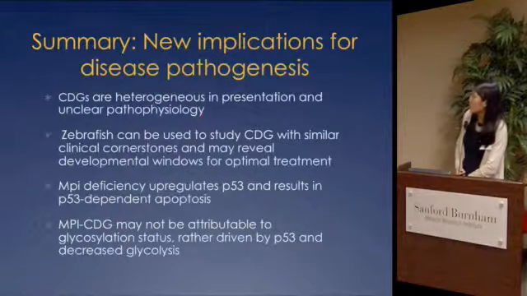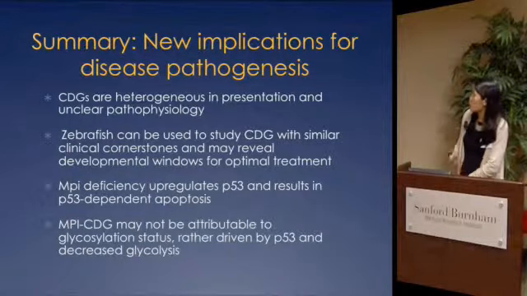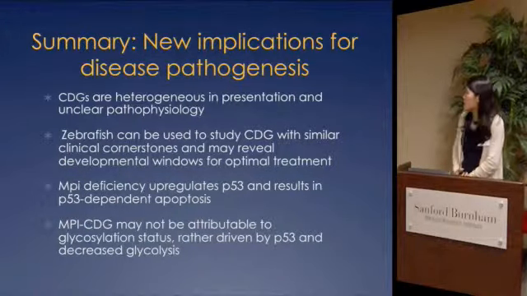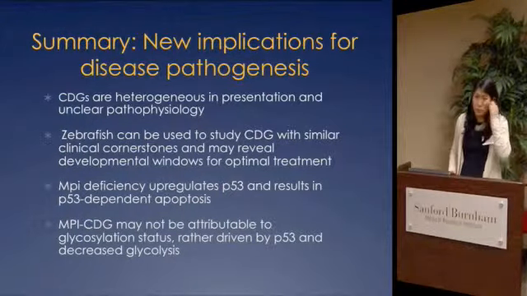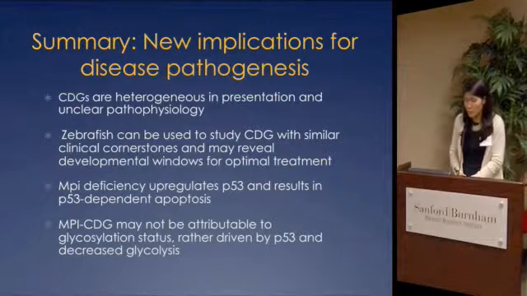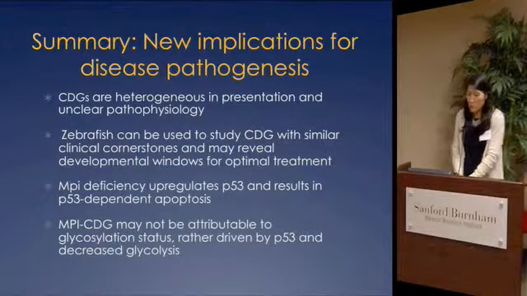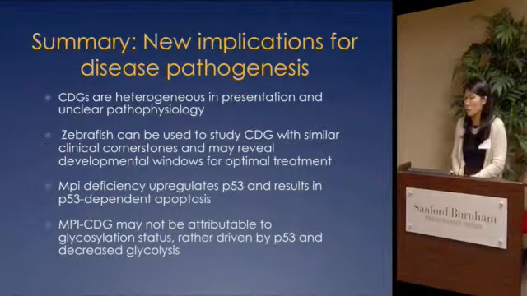So in summary, CDGs are very heterogeneous in presentation, but they have an unclear pathophysiology. We have shown that zebrafish can be used to study CDG with similar clinical cornerstones that may reveal developmental windows that are important for treatment. We see that MPI surprisingly upregulates P53 and its apoptosis target genes, and that MPI-CDG may not be solely attributable to glycosylation status, but rather may be driven by P53 and decreased glycolysis.